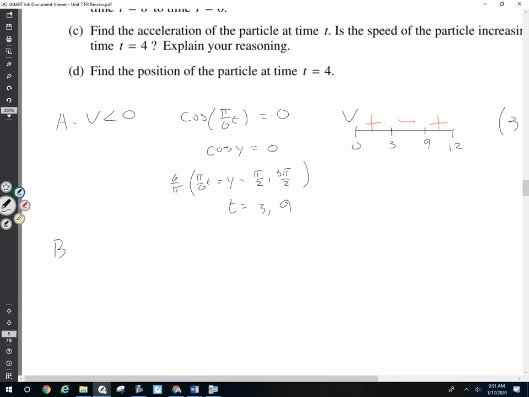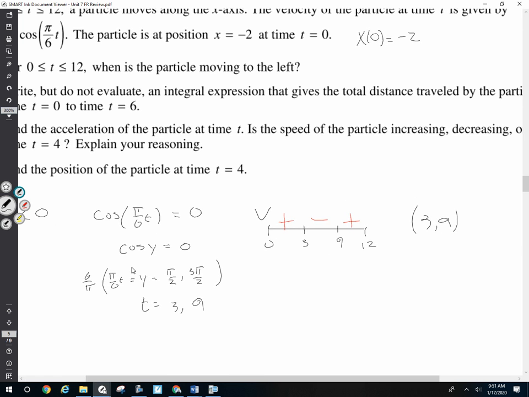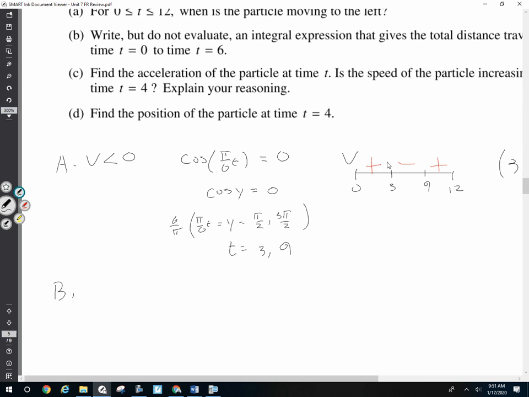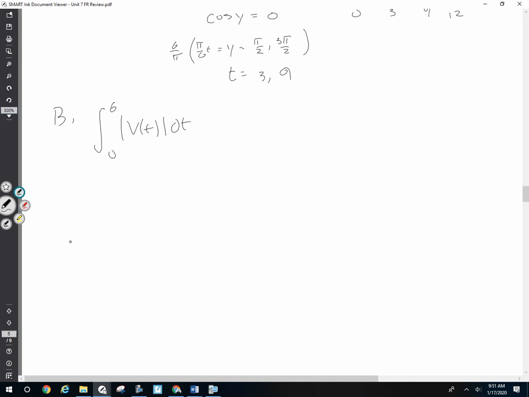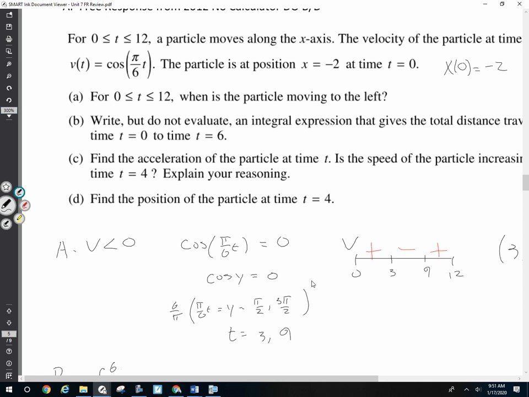Part B. Write, but do not evaluate, an integral expression that gives the total distance. Oh, isn't that a great 0.6? Absolute value of v. That's it. That's all you need. Part C. You don't even have to write in what v is. You just have to make sure you have the absolute value.